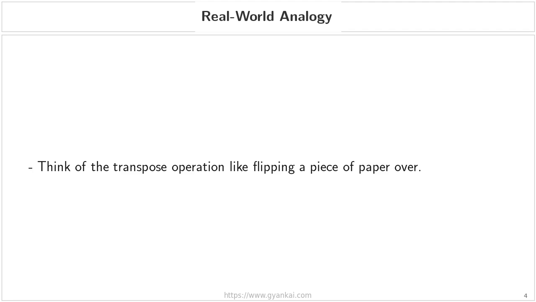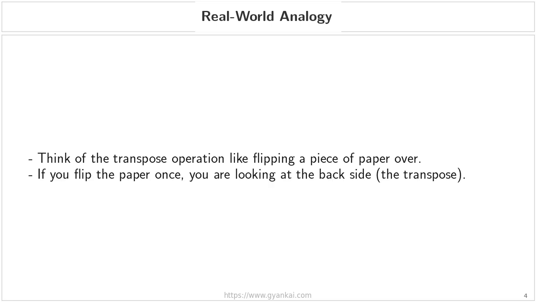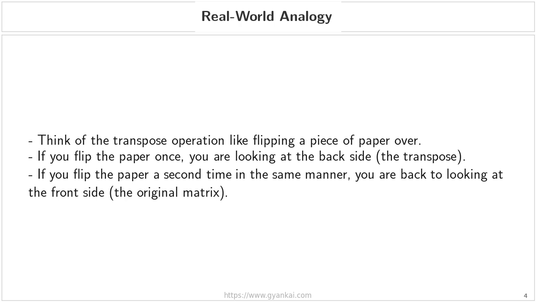Real-world analogy. Think of the transpose operation as being similar to flipping a piece of paper over. If you flip the paper over once, you are no longer looking at the front. Instead, you are looking at the back side. In our lesson, this represents the first transpose of the matrix. However, if you flip that same piece of paper a second time in the same manner, you will find yourself looking at the front side once again. This mirrors the double transpose property, where the second operation effectively undoes the first, returning the matrix to its original form.